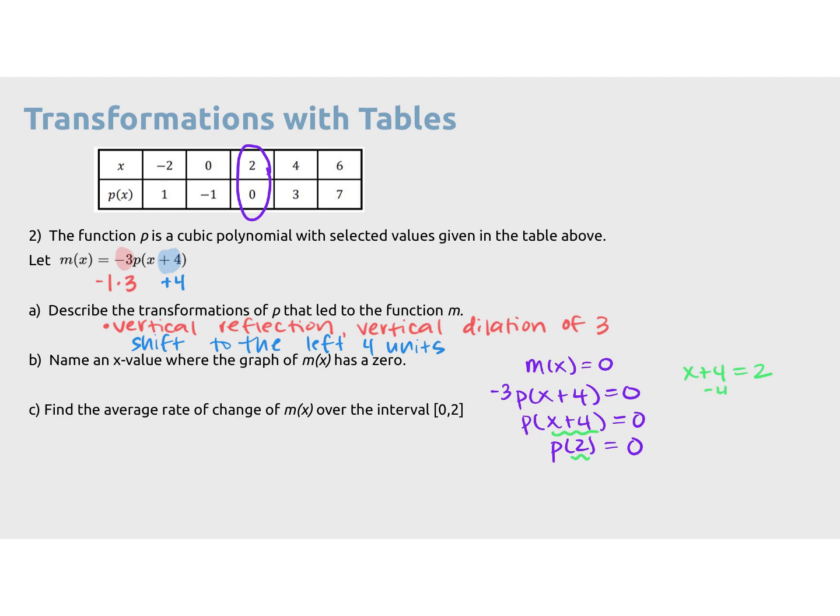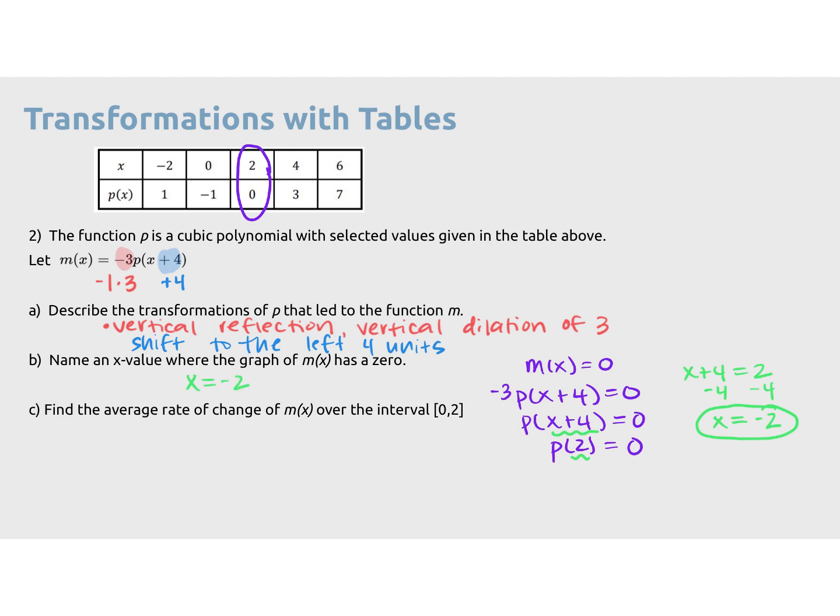So if I treat this like an equation, I subtract 4 from both sides, I get x is equal to -2, which would be my final solution. Okay, and thinking about it in terms of transformations, the original x value is 2, that shift to the left 4 would lead us to a final x value of -2.